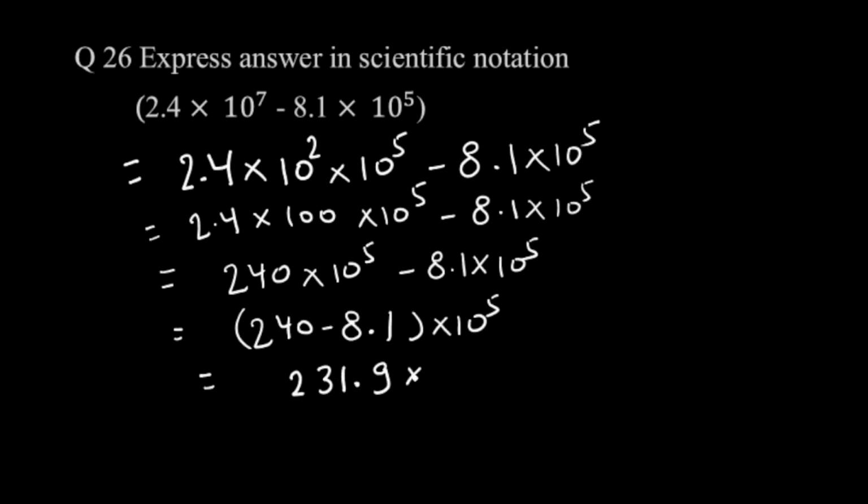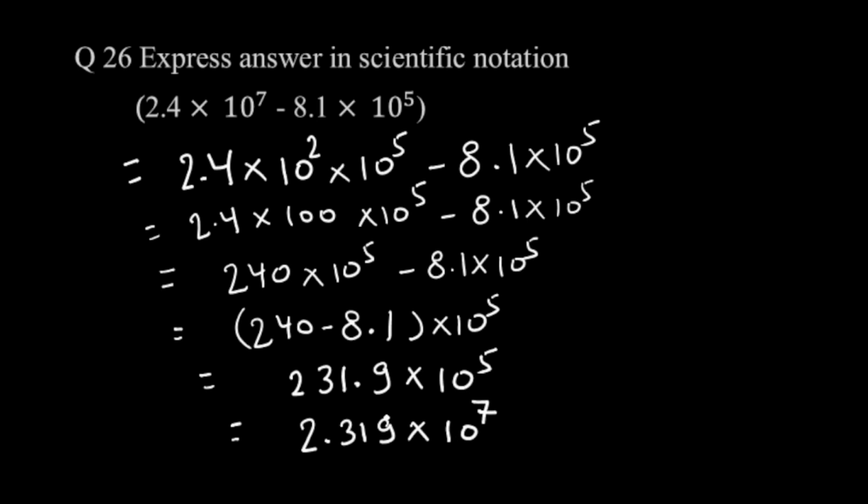231.9 multiply 10 to the power 5. But this is not correct scientific notation form. We have to move 2 unit left. If we move 2 unit left, power is increased by 2. That means 2.319 multiply 10 to the power 7.